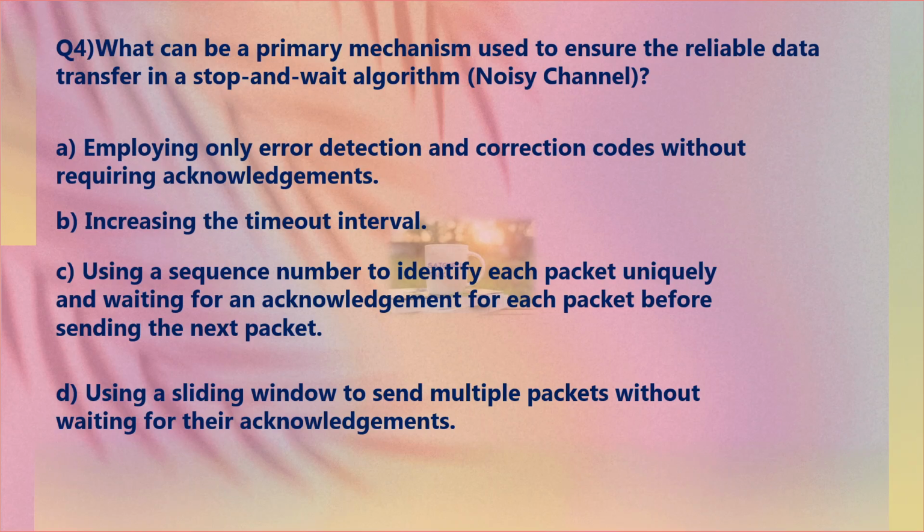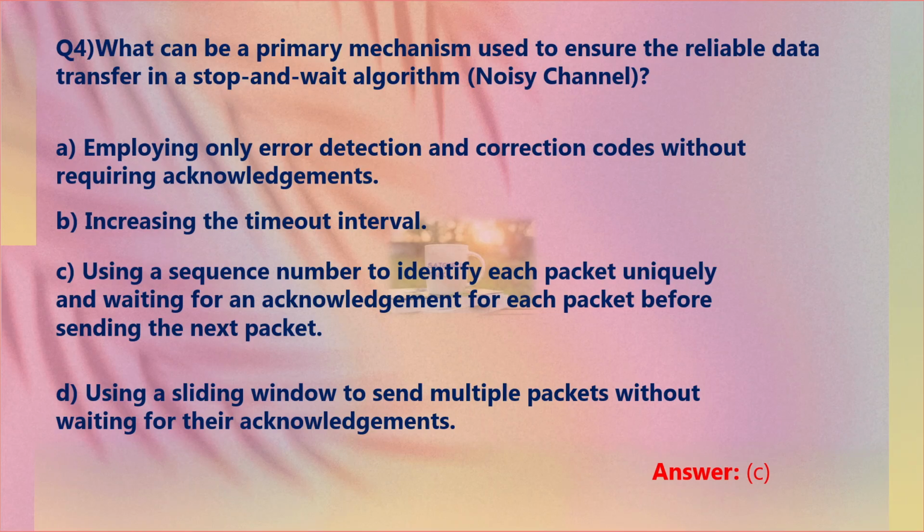Generally, the stop and wait noisy channel flow control algorithm uses a sequence number to individually identify each frame and the corresponding acknowledgements. It ensures reliability by attaching a sequence number to each packet, transmitting the packet, and waiting for an acknowledgement from the receiver before sending the next packet. If the acknowledgement is not received within the time period, then the sender retransmits the packet. So here the suitable answer is C.